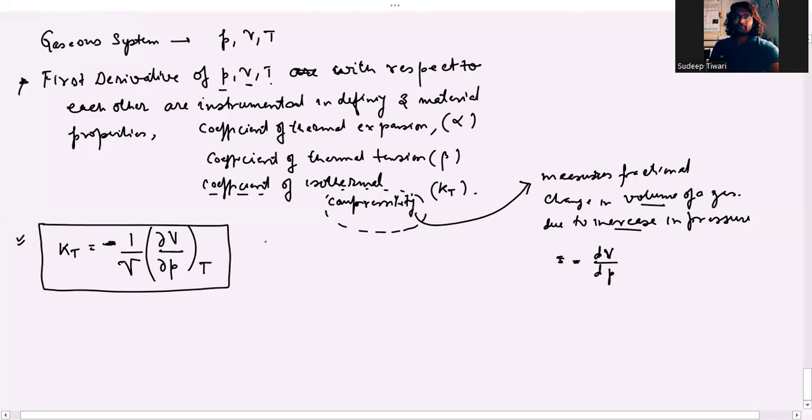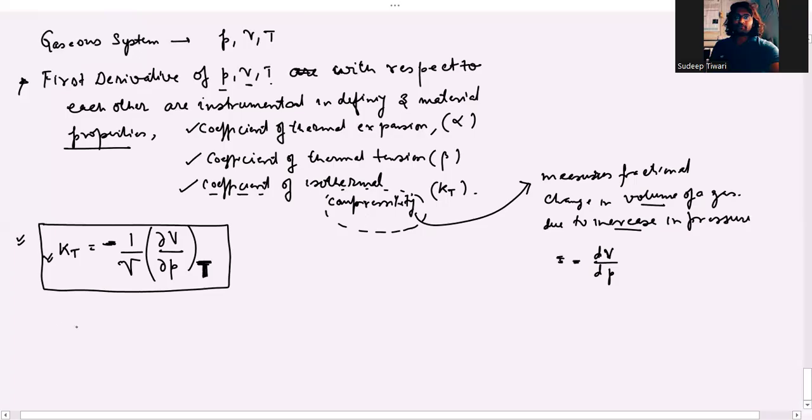Now, another one is the coefficient of thermal expansion. You understand all these material properties are mathematically obtained by keeping one of the parameters constant and checking what the thermodynamic response would be when changing another, while keeping one of the thermodynamical variables constant. So this is the coefficient of isothermal compressibility.